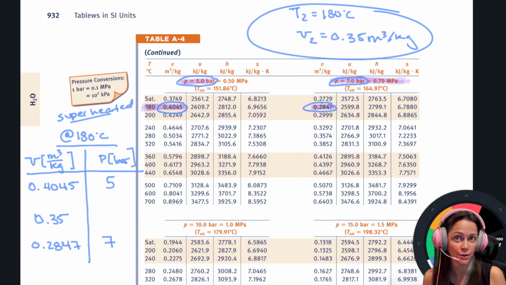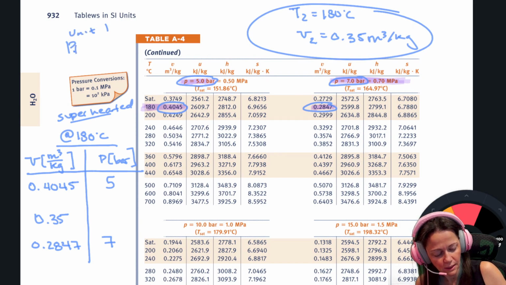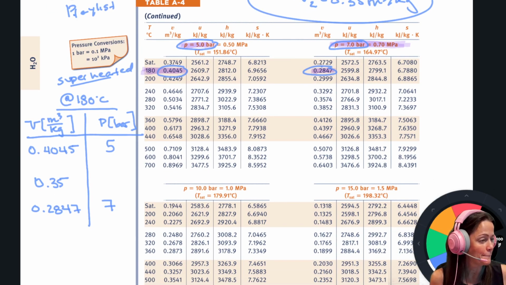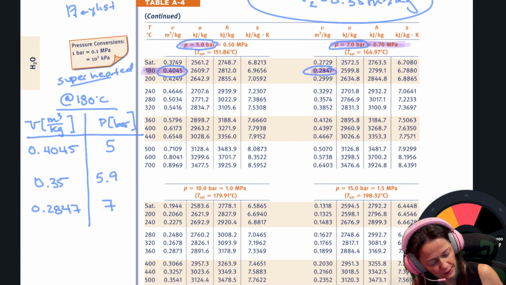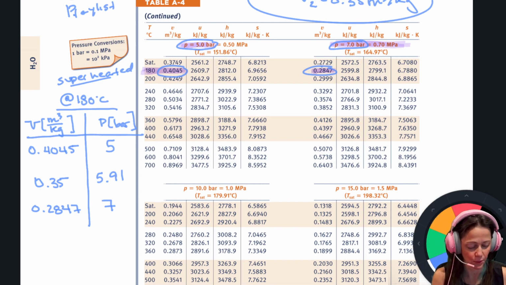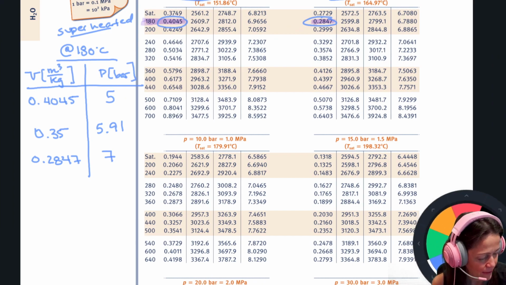If you need some practice interpolating, there is a video. It's on the Unit 1 playlist, and it's called interpolation. So make sure you check that out. But I end up getting a value of 5.91. And you know that you've done it right when you have a value in between these two values right there. So actually, let's make sure we got this.